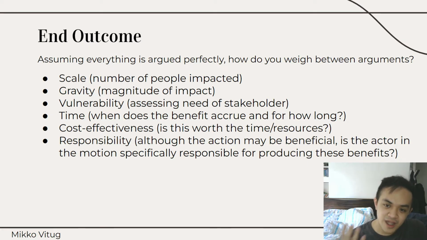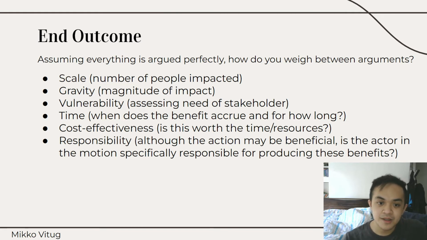Third is vulnerability, and it's assessing the need of the stakeholder in question. So let's say you are helping one person each, giving them both $100: you're giving $100 to a millionaire and $100 to someone that is living on a day-to-day paycheck. The $100 will be much more meaningful for the vulnerable person in question. They're probably in more need of protection and therefore should be morally prioritized in this comparison.